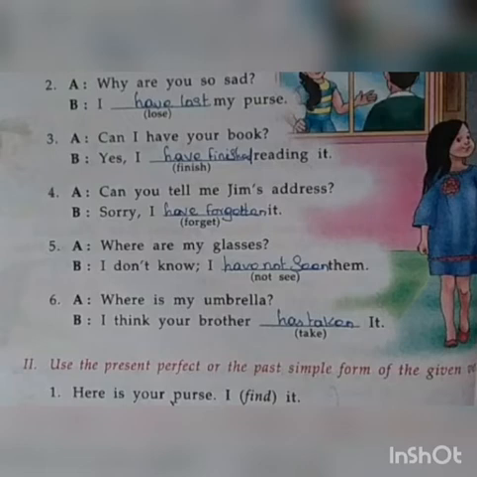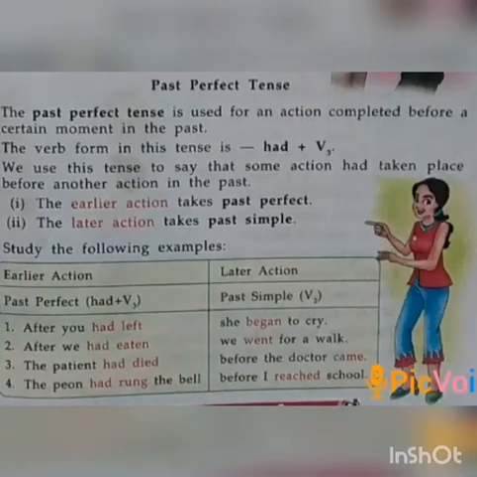Children, in second and third Roman, you do yourself and the answer will be given in the next class. Children, next we see the past perfect tense.